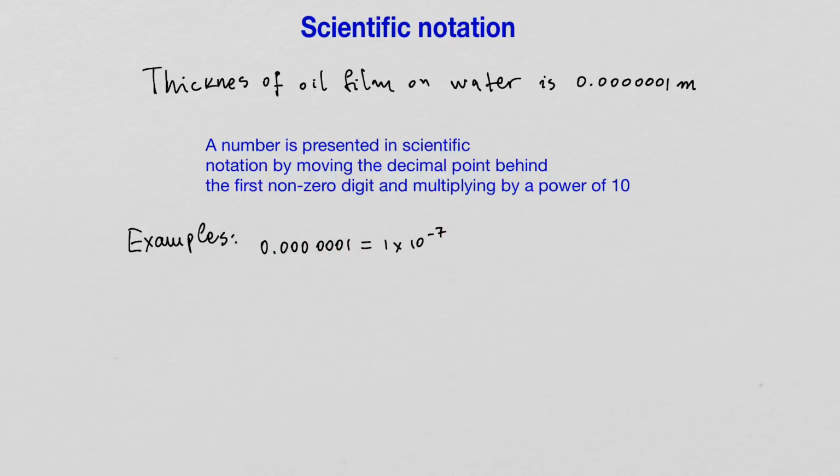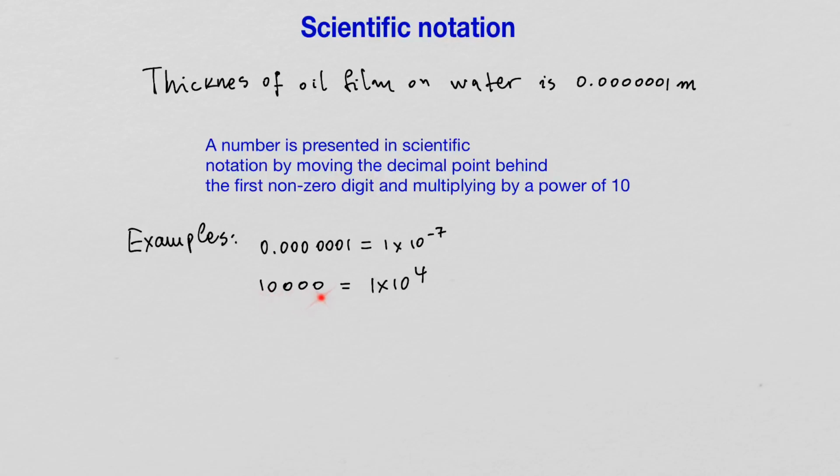And then the sign in front of the exponent is determined by the direction in which the decimal point was moved. Since I moved the decimal point to the right, that means that I must put a minus sign in front of the exponent. And so again, 0.0000001 is equal to 1 times 10 to the negative 7th power.